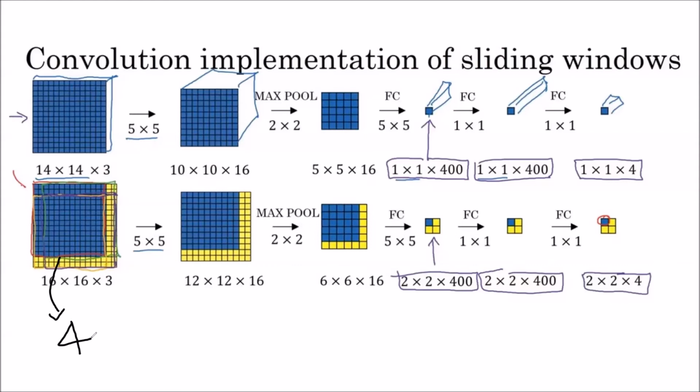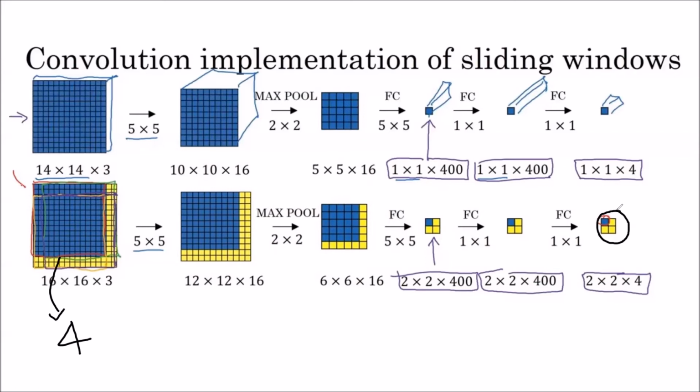Now we are performing the convolution operation. We are not sending the four images independently. In this technique, we simultaneously get the output for those four images, and whether a car is there in those four images or not, we simultaneously get the output.